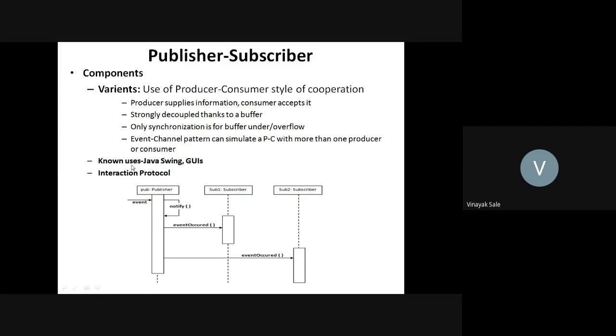Known uses: Java Swing GUIs. This is the interprocess communication or interaction protocol from publisher to subscriber 1, subscriber 2, or so many subscribers. Whenever an event occurs at the publisher, it notifies itself first, then the occurred events are sent to subscriber 1, subscriber 2, subscriber 3, and so on. This is the interaction diagram. So this is the completion of your chapter.